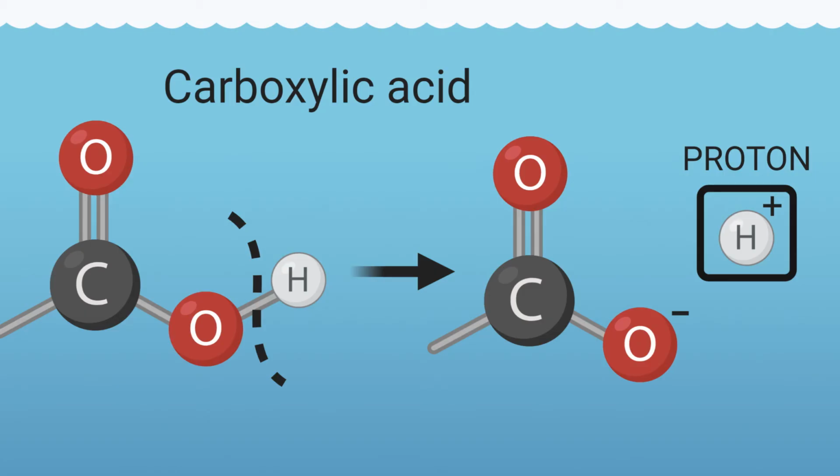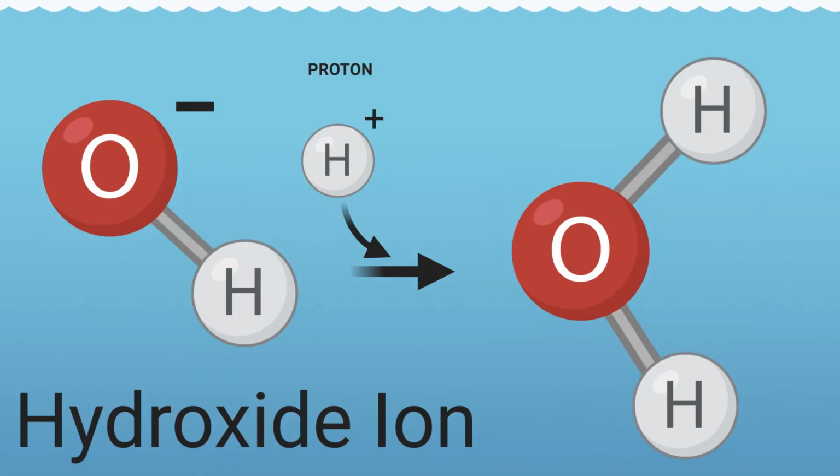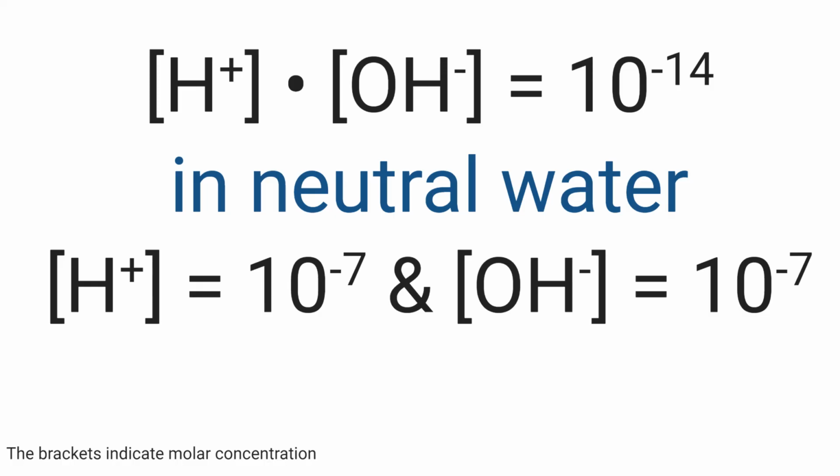An acid is defined as something that donates protons to a solution. A base is something that picks up protons from a solution. Notice that the combination of the proton and the hydroxide ion makes water. In pure neutral water, the product of the concentrations of protons and hydroxide ions is always 10 to the negative 14. In mathematical terms, it looks like this.